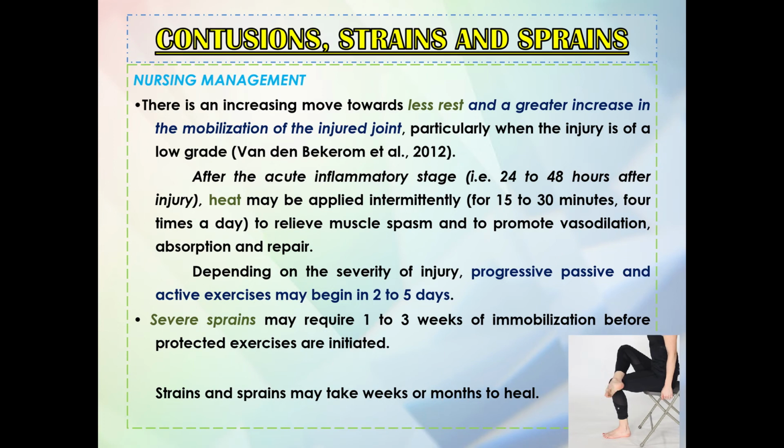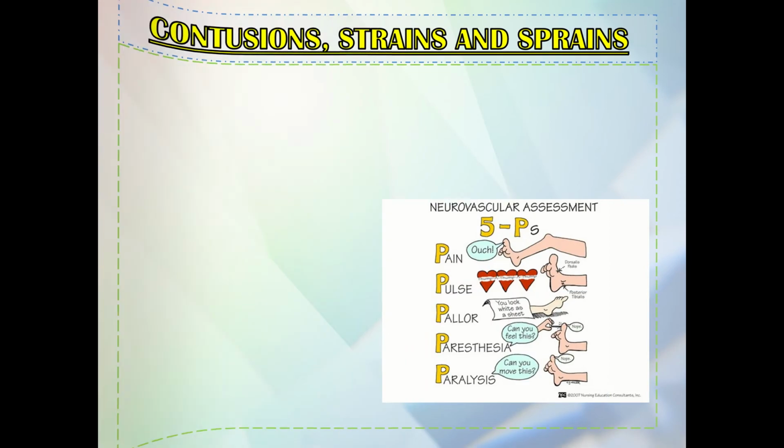Now, severe sprains may require 1 to 3 weeks of immobilization before protected exercises are initiated. Again, for severe sprains, it would take 1 to 3 weeks of immobilization bago makapag exercise si patient. Okay, so strains and sprains may take weeks or months to heal. So, medyo matagal din yung healing ng strains and sprains.